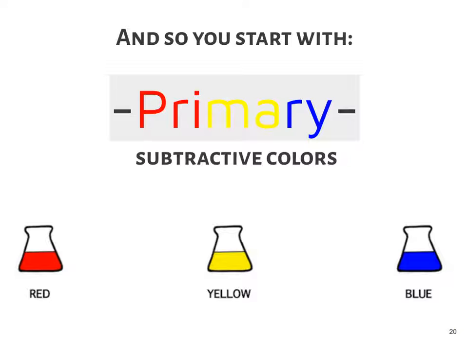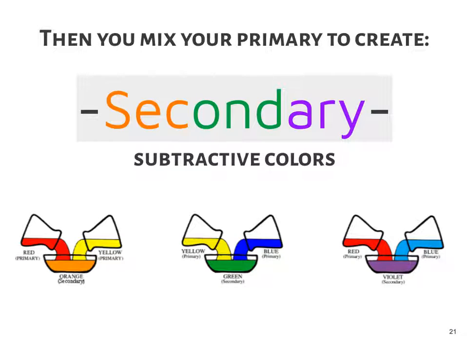So you have a bottle of red, a bottle of yellow, and blue. Those are your primary colors. With your primary colors, you can create your secondary colors because what you do is you mix them among each other to create secondary colors. As you can see here, red and yellow make orange, and orange becomes the secondary color. Yellow and blue create green. Red and blue create violet. So your secondary colors, as the word shows, are orange, green, and violet.